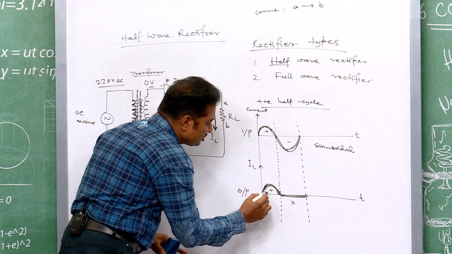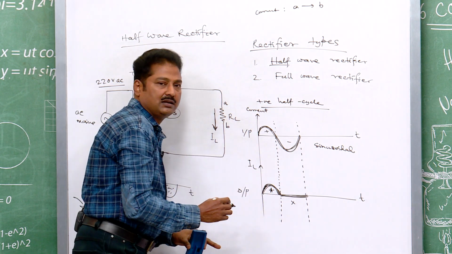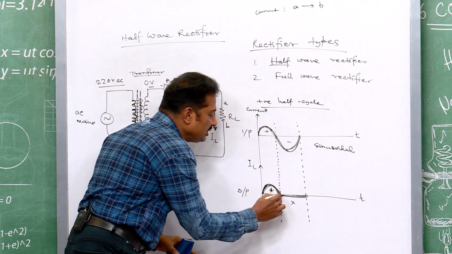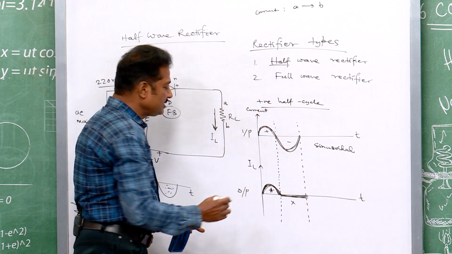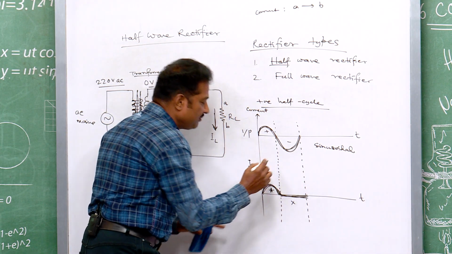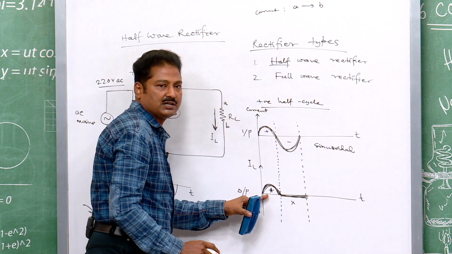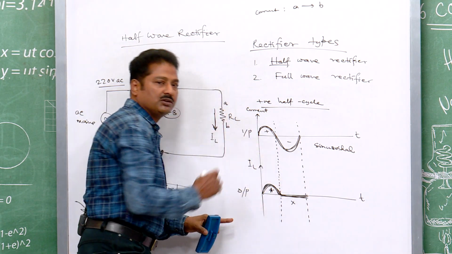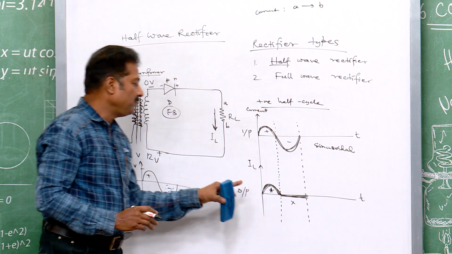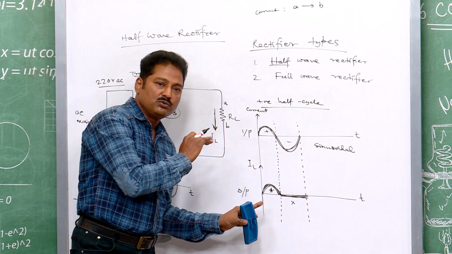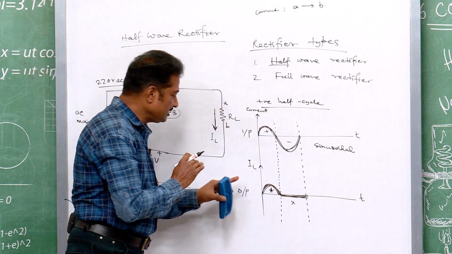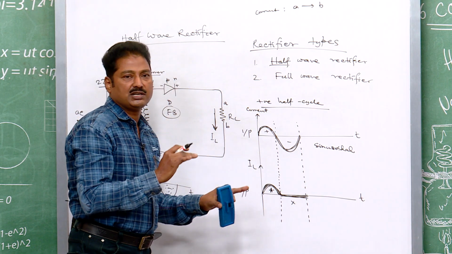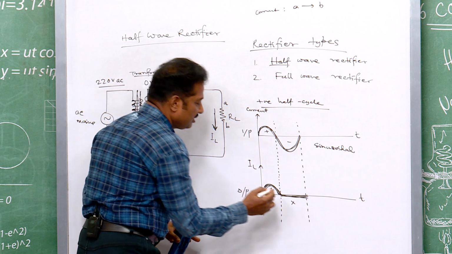Of course, some filter circuits are needed to smoothen this wave. That means, to have the constant value, its magnitude is not constant, it is one directional no doubt, but its magnitude is changing. Therefore, a filter circuit is required to just make this magnitude constant. So, that is another context.